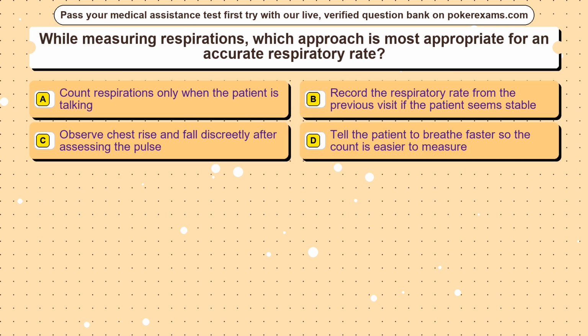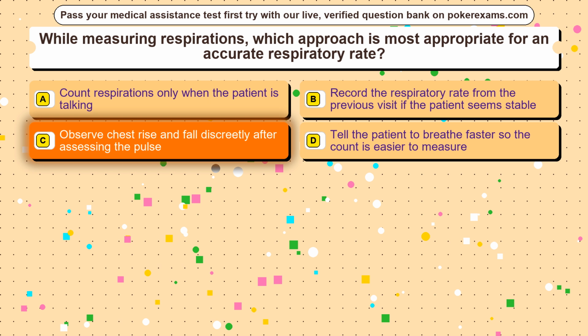Question 87. While measuring respirations, which approach is most appropriate for an accurate respiratory rate? Option A, count respirations only when the patient is talking. Option B, record the respiratory rate from the previous visit if the patient seems stable. Option C, observe chest rise and fall discreetly after assessing the pulse. Option D, tell the patient to breathe faster so the count is easier to measure.